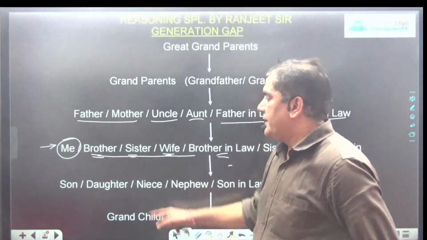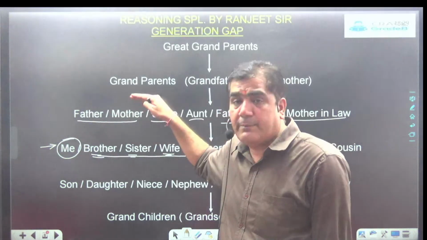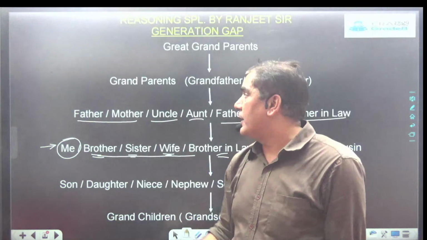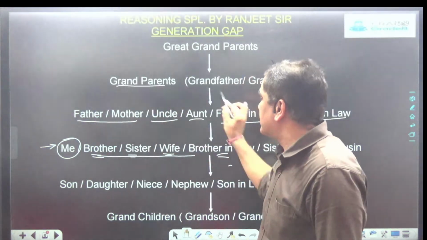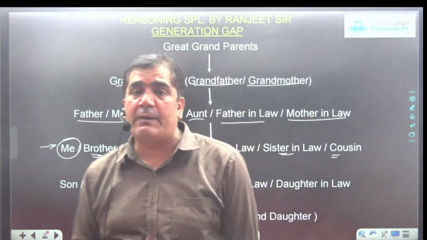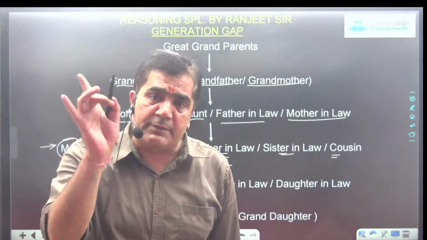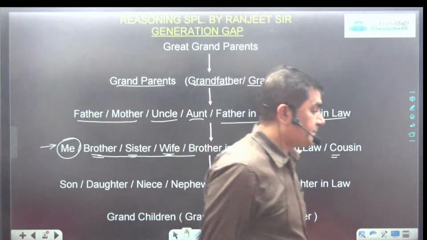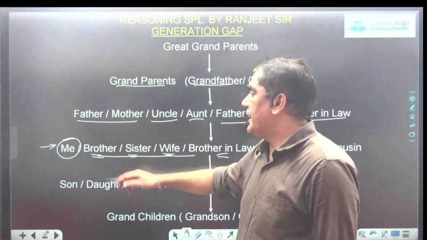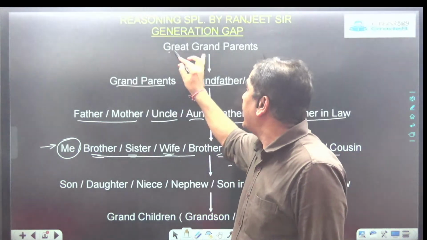Clear? Now, this is my generation, this is my father's generation. So who is going to come above my father's generation? That will be my father's father. That will be called grandparents. It comprises grandfather and grandmother. Grandfather is nothing but my father's or mother's father. Grandmother will be my father's or mother's mother. Clear? So I am over here, here come my father and mother, here come my grandparents. Above this will be my great-grandparents.